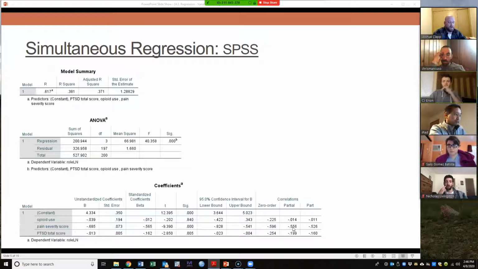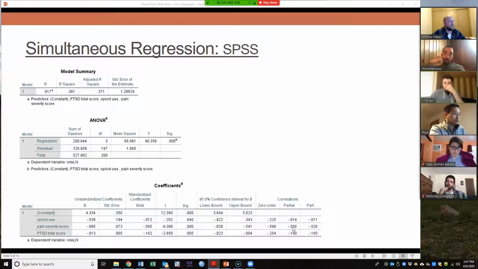So if I go 0.014 and square that, I get 0.0002. Okay, so 0.02 of a percent of the residual variability left over in the natural log of role functioning after I pull out pain severity and PTSD is shared with opiate use.